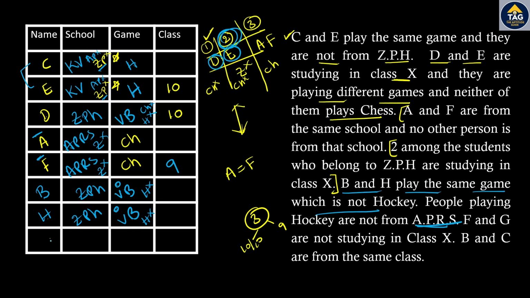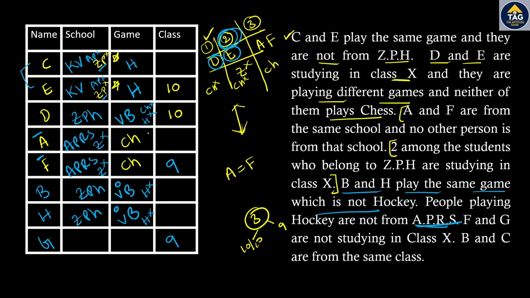G, we haven't written anything about G till now. Now we got to know that F and G are not from class 10. So G is not allowed to study class 10, so he is from class 9. And then B and C are from the same class.